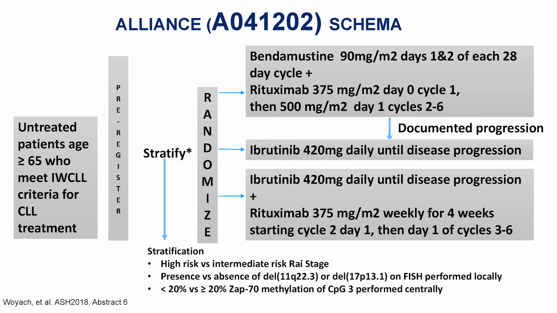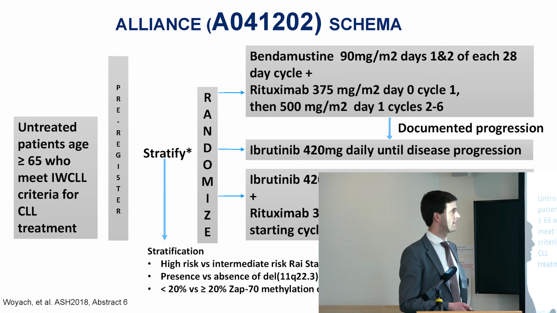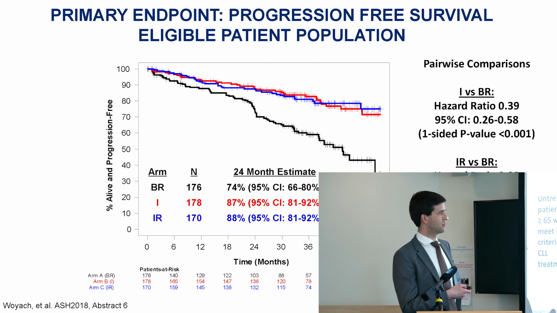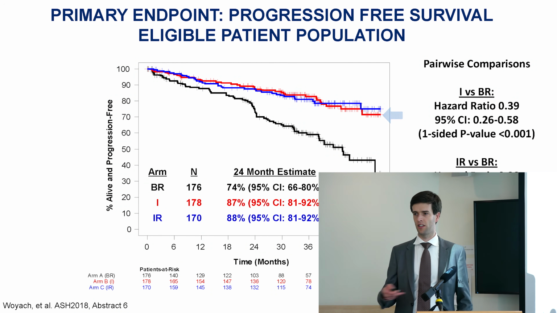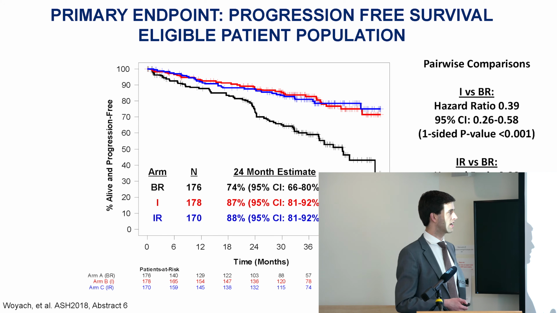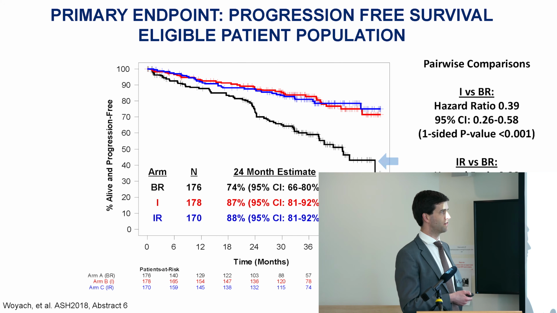The Alliance study was a similar study. This was for patients who were older or had other medical problems that meant that they wouldn't be considered suitable for FCR treatment. So they got a slightly less intensive chemoimmunotherapy regimen called BR, which we don't really use much for CLL here in Australia. And they were compared to 2 Ibrutinib-containing regimens. You can see the results with Ibrutinib aren't quite as good in patients that are a little bit older than in the younger patients, but there's still a pretty significant difference compared to BR.